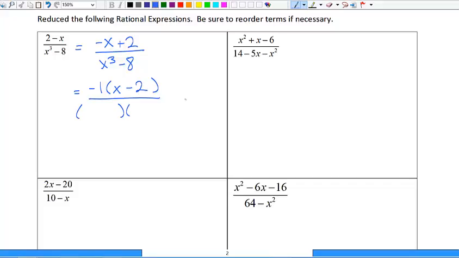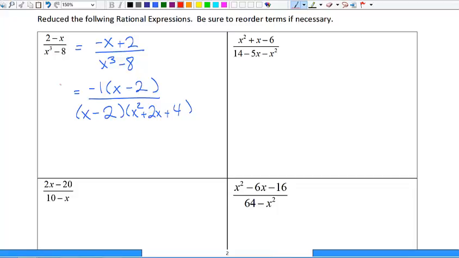In the denominator, I have a difference of cubes. So that's x cubed minus 2 cubed. In the trinomial, I'm getting x squared, 2x, and 2 times 2 is 4. Same, opposite, always positive.